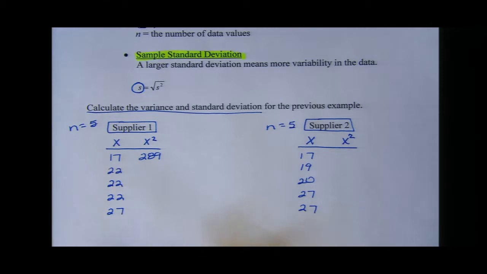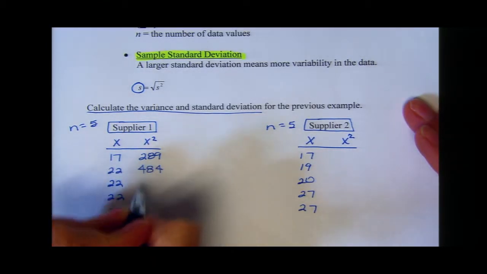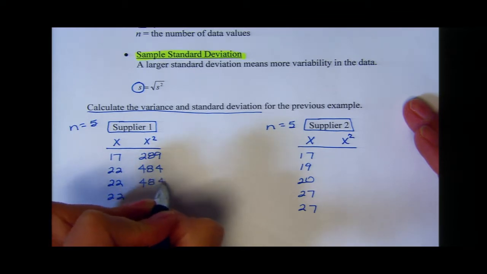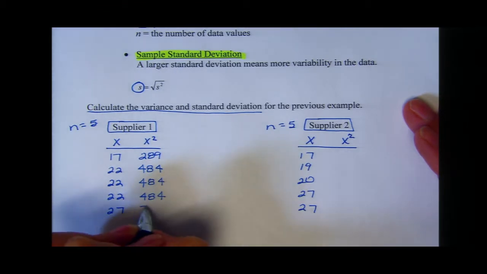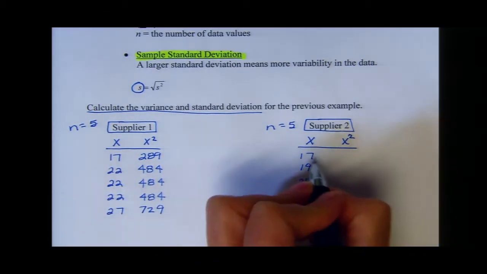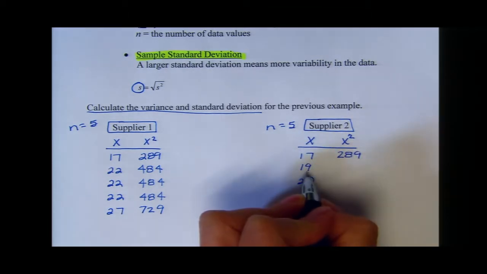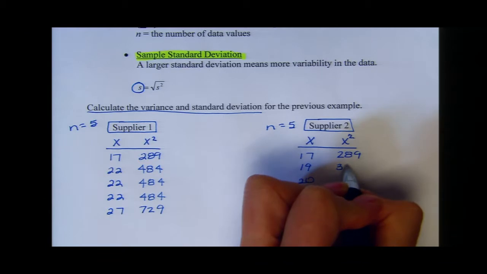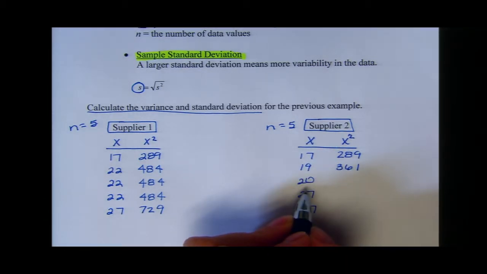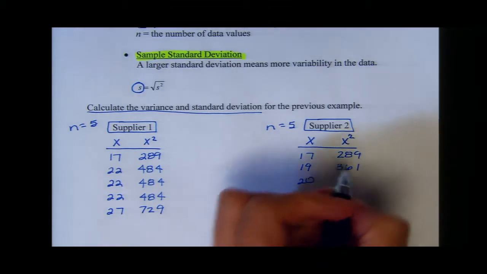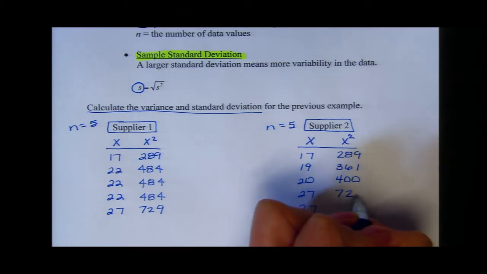All right, so now we're going to do 22 squared, which is 484. There's 3 of those. And then 27 squared is 729. Let's see, we already squared 17, that was 289. So now we need to square 19, which is 361. And we're going to square 20, which is 400. And then 27 was 729.